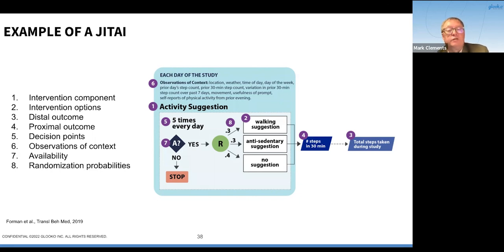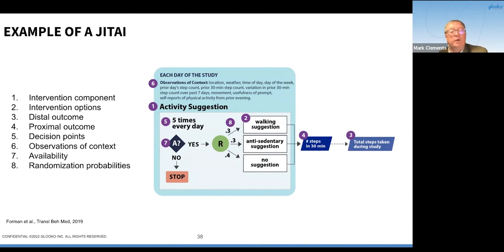Number 6 includes observations of context. So, what was the individual's location? What was the weather? What day of the week was it? What was the individual's primary step count for the prior day? How much variation has there been in the prior 30 minutes? What was the user-rated usefulness of previous prompts, et cetera, et cetera.